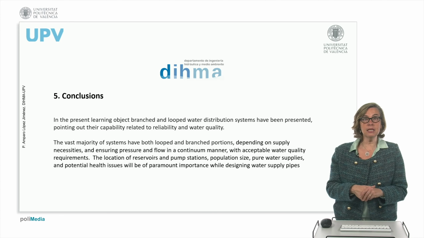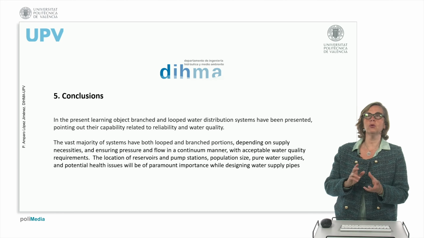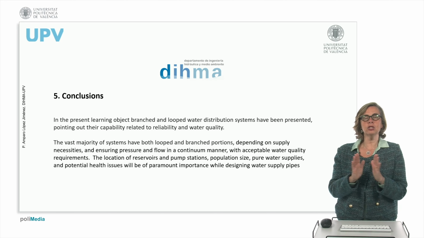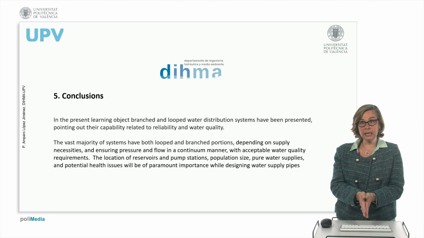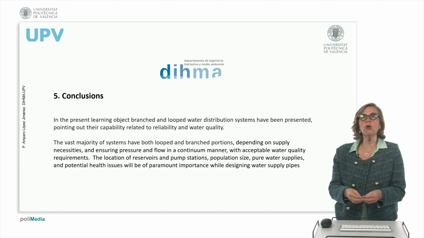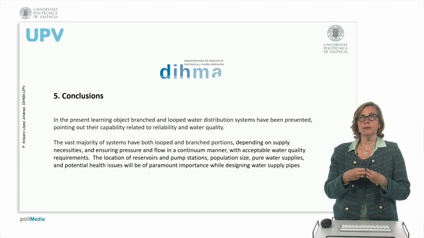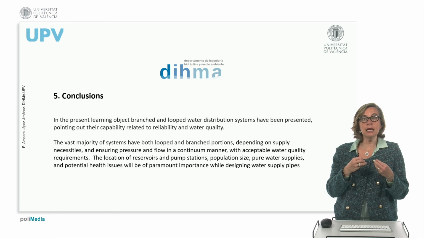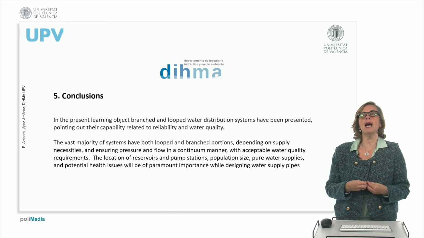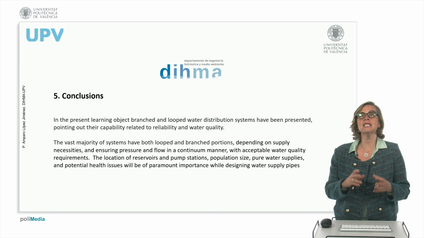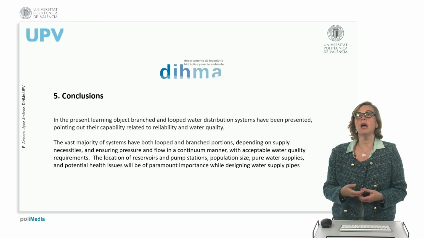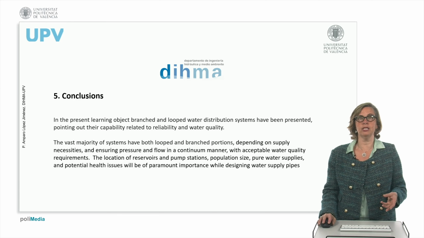So we will be distinguishing between branch and looped network systems, and we will be considering which are the most convenient in our design in order to ensure pressure, flow and quality in a continuous, optimum and economical manner, to make a sustainable water supply system, and also reliable over all the time of operation.